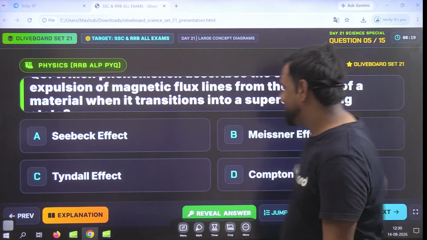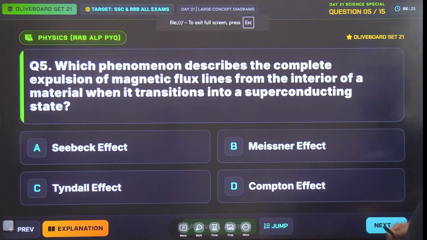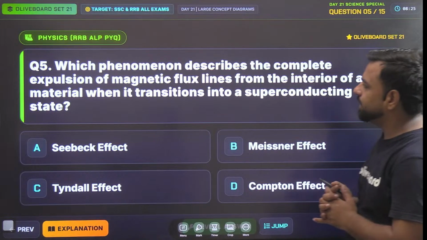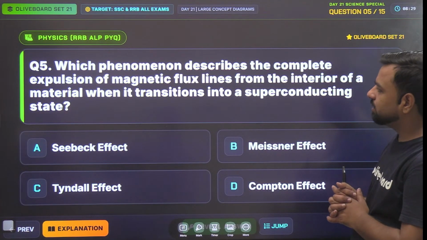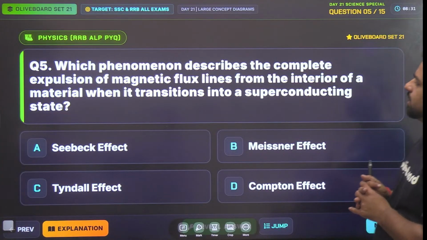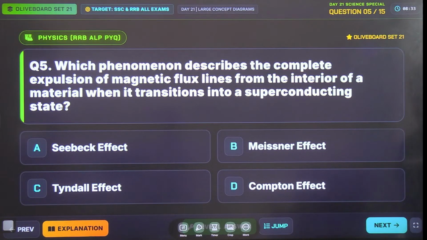Okay, so now what's the question here? The question is, which phenomenon describes the complete expulsion of magnetic flux lines from the interior of a material when it transitions into a superconducting state? So your four options, tell me which one will be the correct answer.